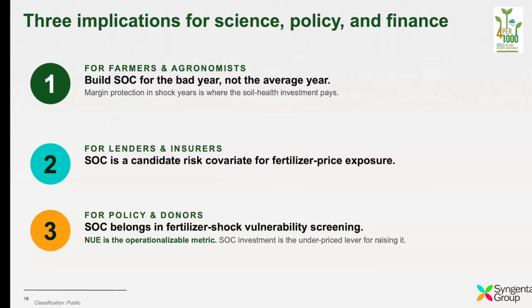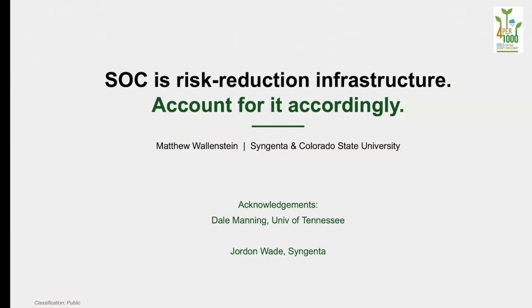And then for policy and people that want to support NGOs, SOC is more than just a climate buffer. It's also insurance and reduces vulnerability for food supply and for farmers. So there are multiple aspects of SOC. NUE is another lever that we can operationalize and manage. And building up SOC contributes to improved nitrogen use efficiency.